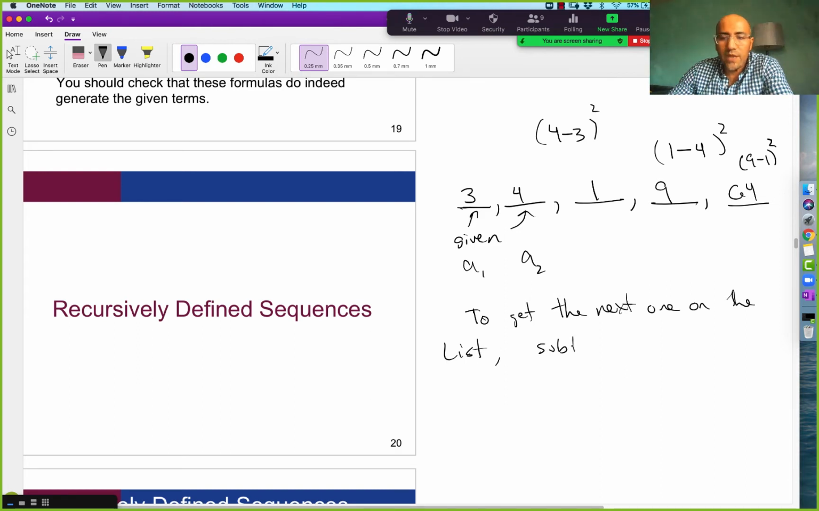Subtract the previous 2 values on the list, then square them.